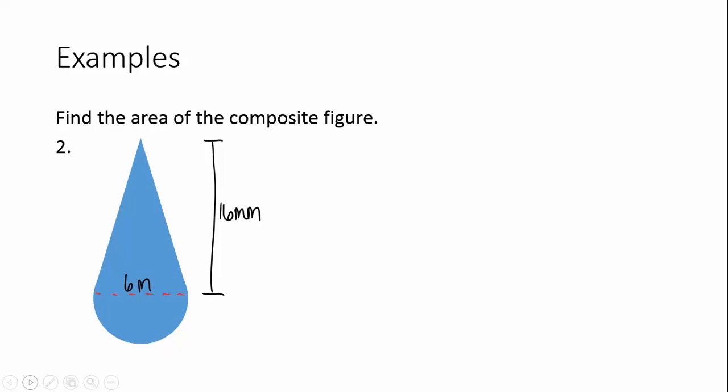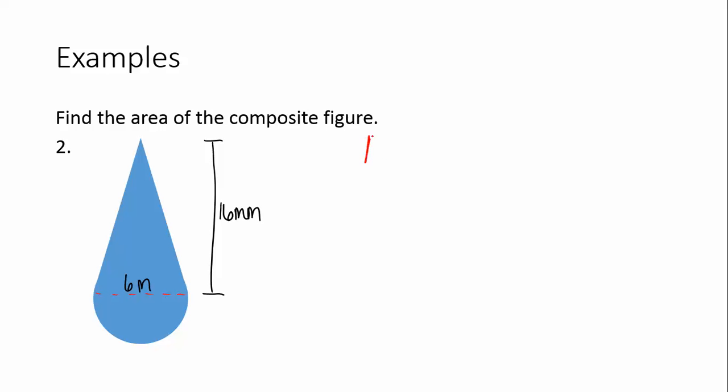Let's look at another example. Find the area of this composite figure. Hopefully here you can see the two shapes. We have kind of an upside down ice cream cone, or maybe a teardrop or a raindrop. But you see the cone portion is the triangle, and then we have this half circle down here at the bottom. So we want to find the area of two parts.